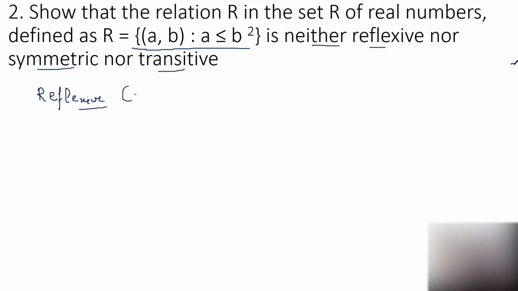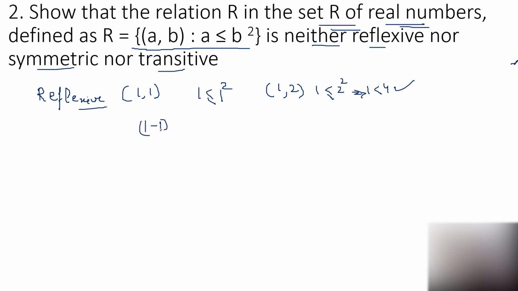So let us consider (1, 1). It seems to be reflexive as 1 is less than or equal to 1 square. Let us consider one more example, (1, 2): 1 is less than or equal to 2 square, that is 1 is less than 4, which seems to be true. But we have to take care of one thing: this is a set of real numbers. We have to think of a case where the square of the number is less than the number. So we can think of a number which is between 0 and 1.